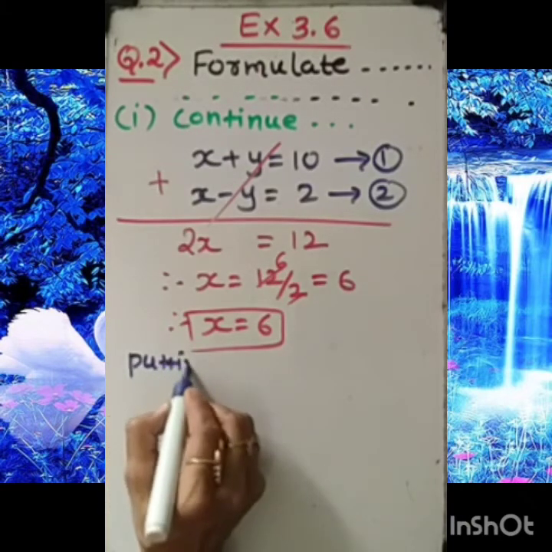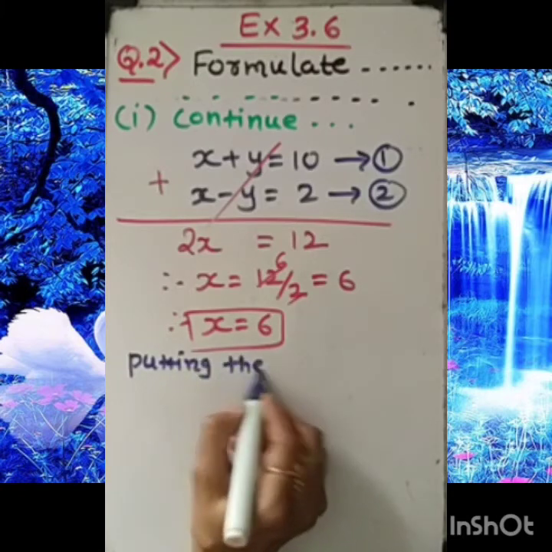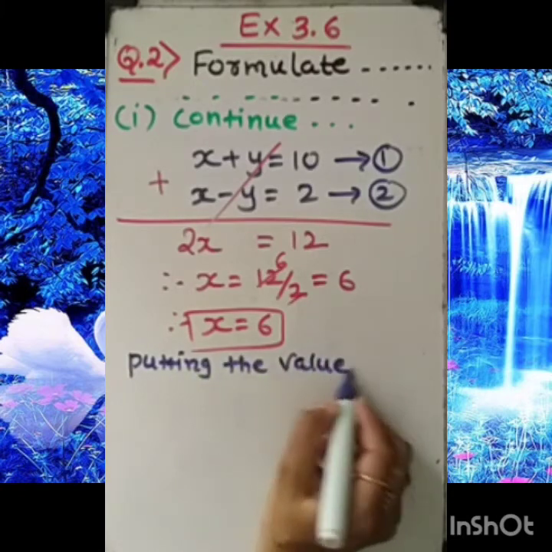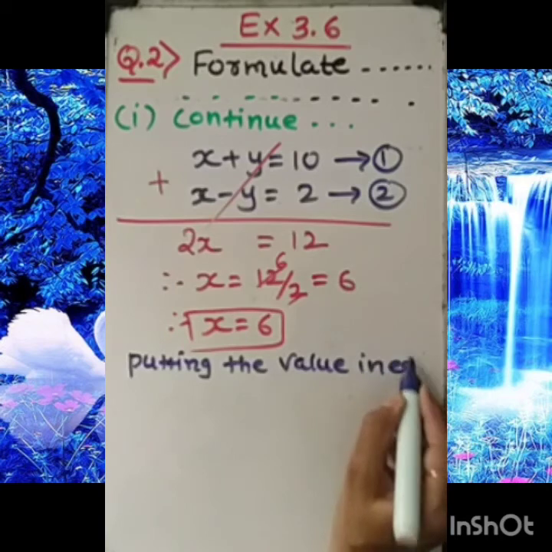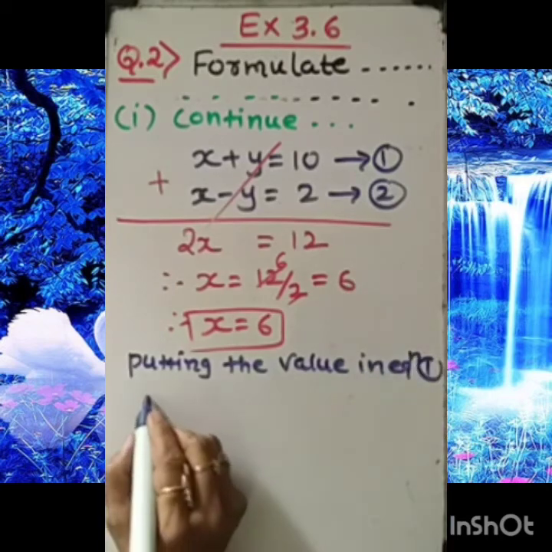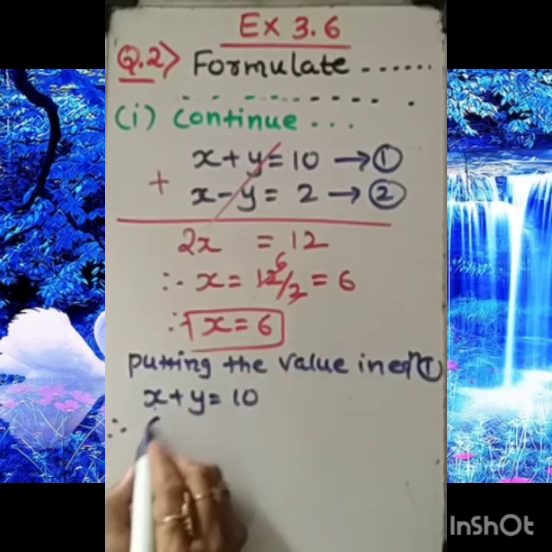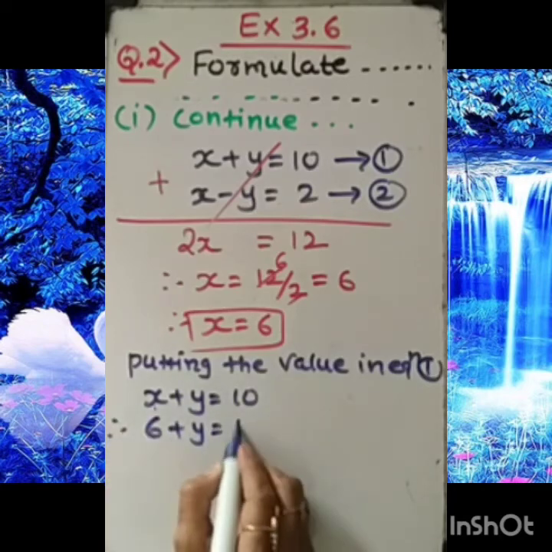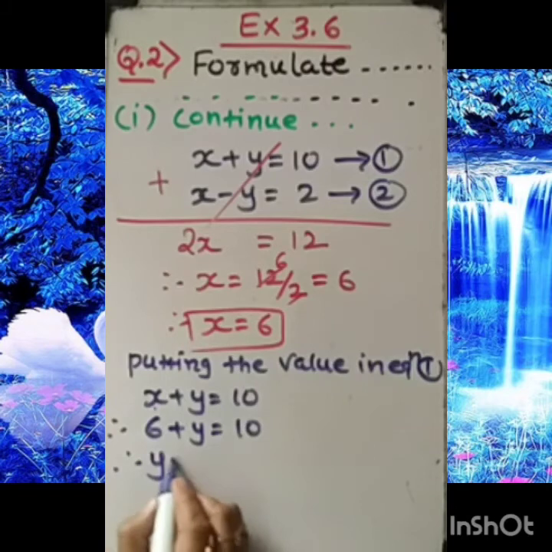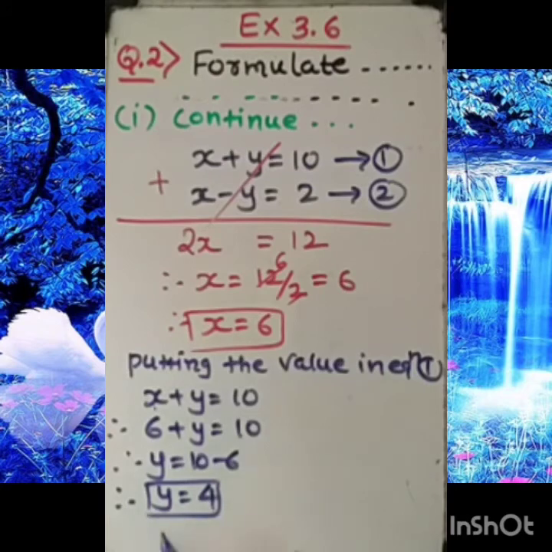Putting the value in equation 1, what do we have? x plus y equal to 10. x here is 6, so 6 plus y equal to 10. Therefore y equal to 10 minus 6. Therefore y equal to 4. Simple. The value of y equal to 4 and x equal to 6.